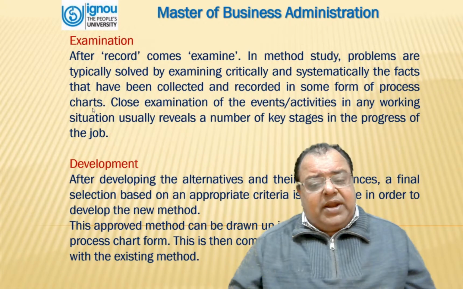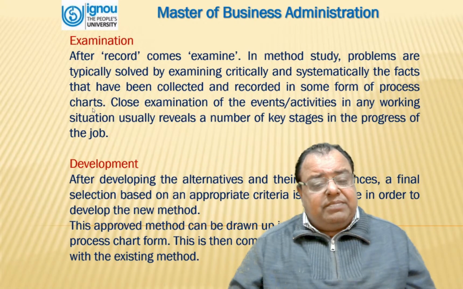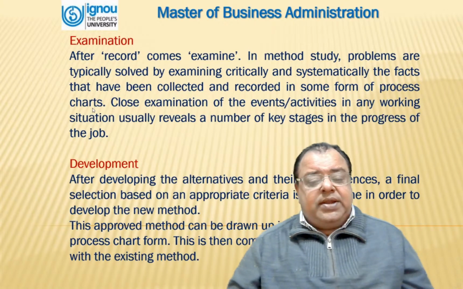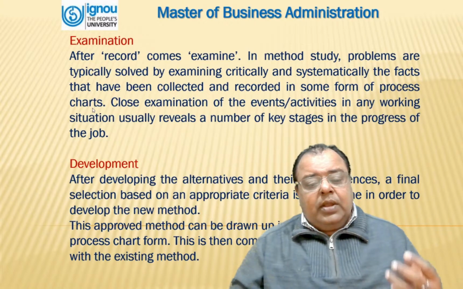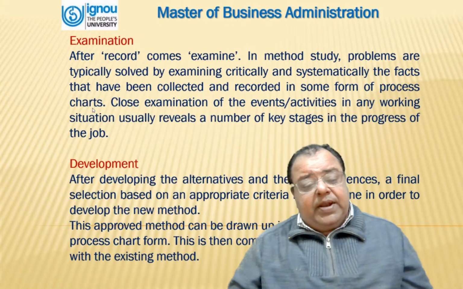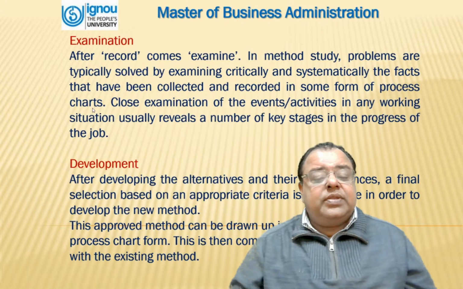After developing the alternatives and their consequences, a final selection based on an appropriate criteria is to be done in order to develop the new method. This approved method can be drawn up in a process chart form. Then this is compared with the existing methods.